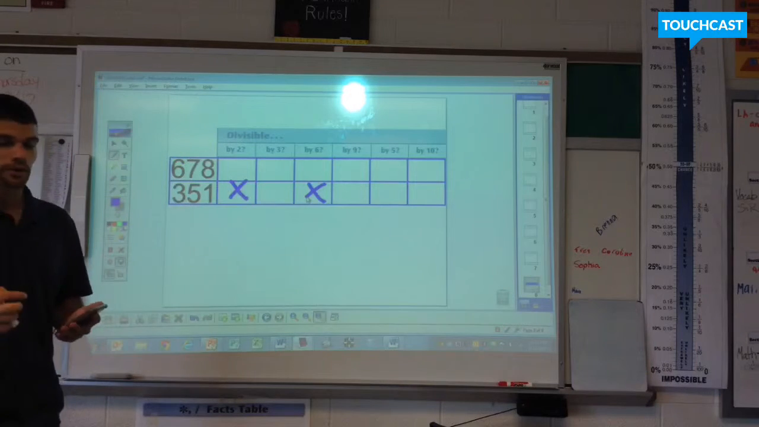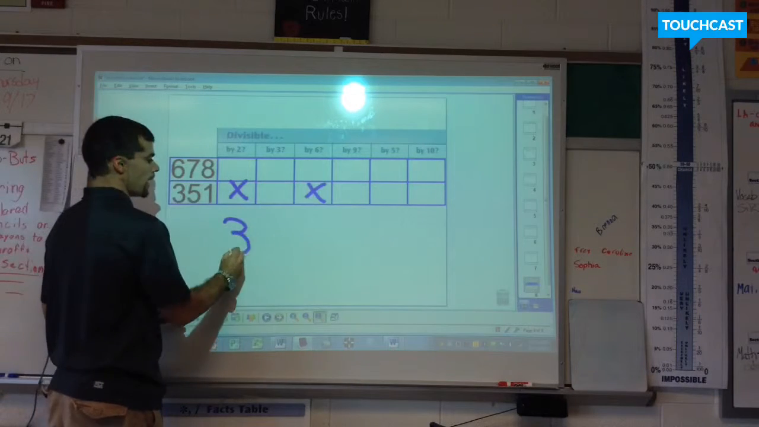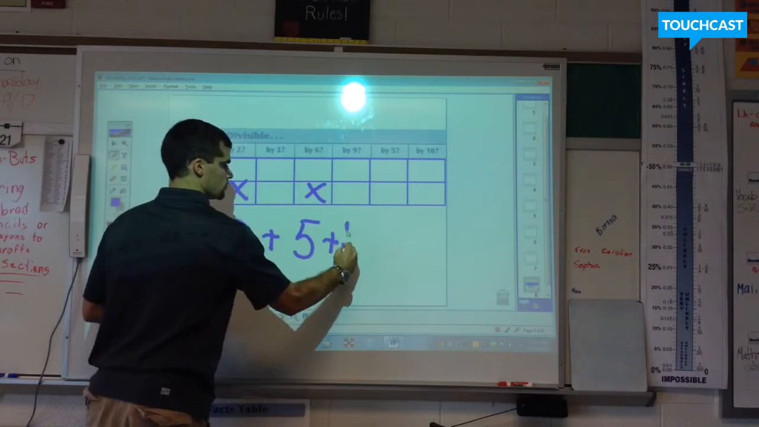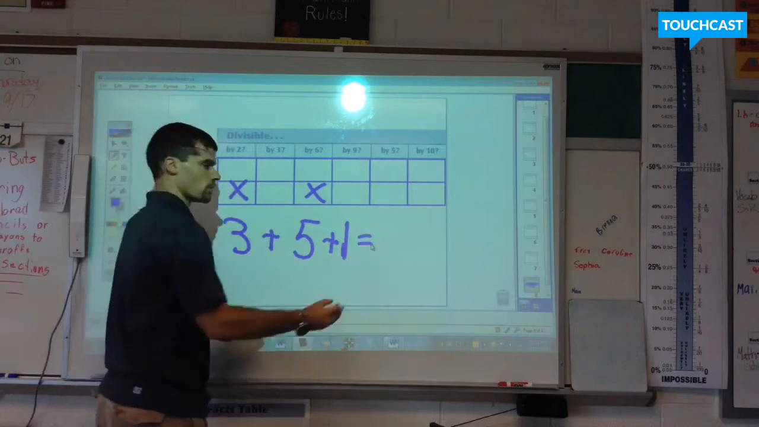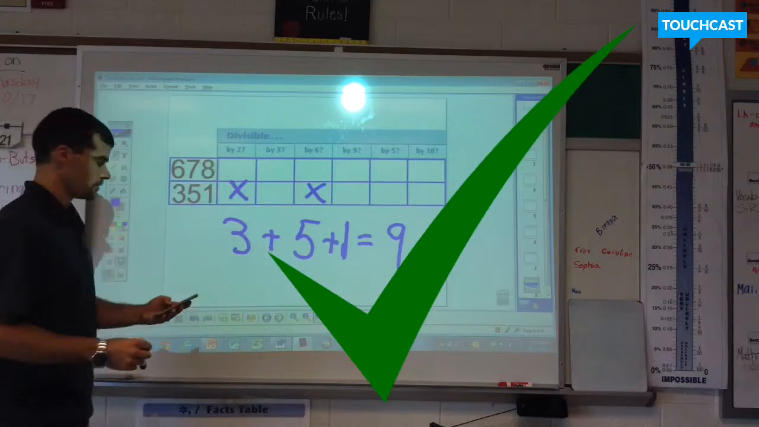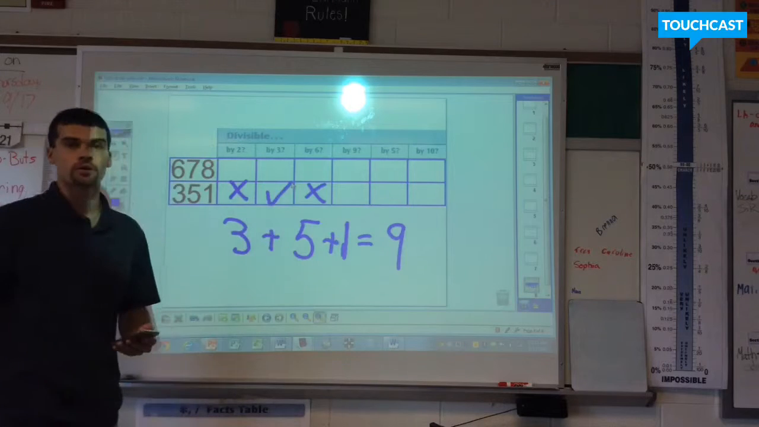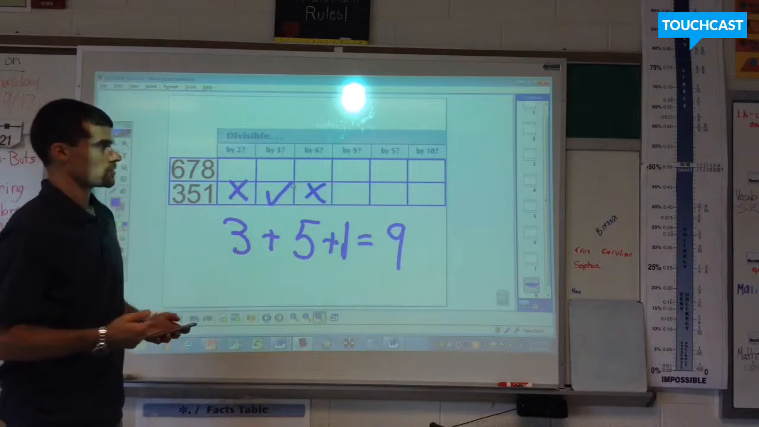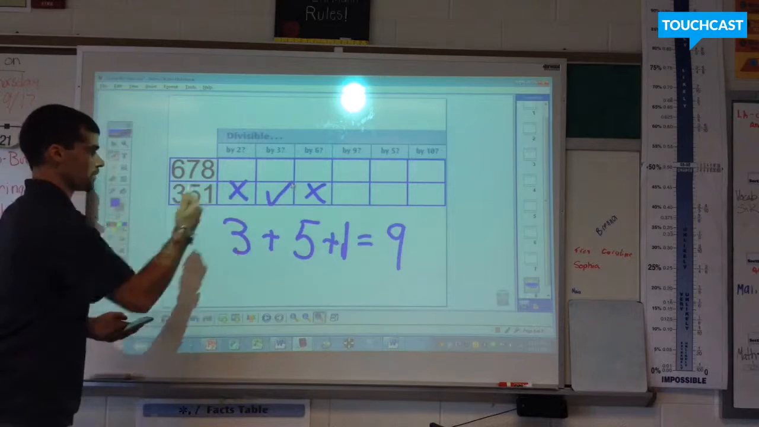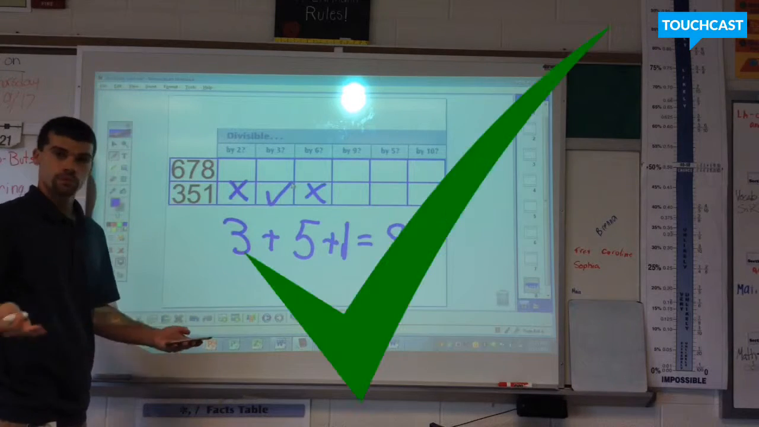So let's take a look at 3. I add my digits. That gives me a total of 9. 9 is divisible by 3, so I know 3 works. And I can also use this right now to analyze 9. 9 is divisible by 9, so again I know 351 is divisible by 9.